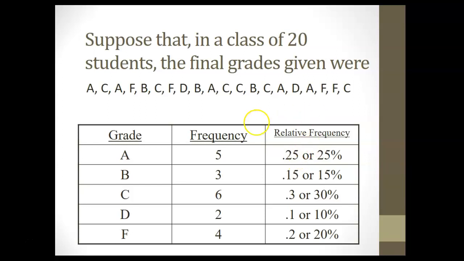If you'd rather write it in percent form, you just move the decimal point 2 places over to the right and say that's 25%. So 3 divided by 20 is 0.15, which is 15%. 6 divided by 20 is 0.3, which is not 3%, but 30%, because you've got to move the decimal point 2 places. 10% of the grades were Ds, and 20% of the grades were Fs.